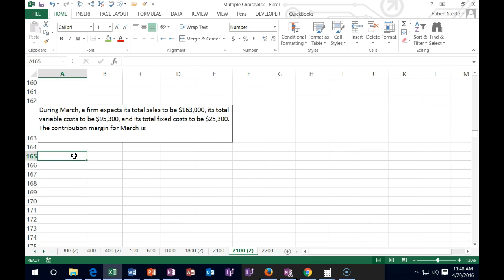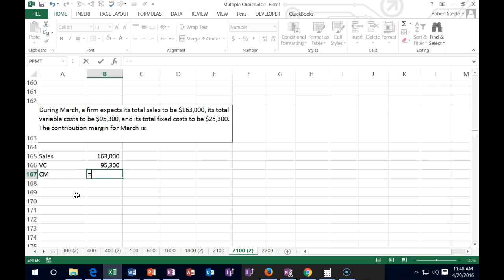Next one says, during March, firm expects its total sales to be 163,000, its total variable cost to be 95,300, and its total fixed cost to be 25,300. The contribution margin for March is, so this is going to be our same calculation. We're going to start with sales. How do we calculate contribution margin? We take the sales first, and that's going to be the 163. They gave us that number, less variable cost. And they actually gave us that number. It's 95,300, and that should give us the contribution margin, which is just going to be sales minus the variable cost. So all we have to do is basically know the formula that we've been using in order to do that, to get to the variable costs.